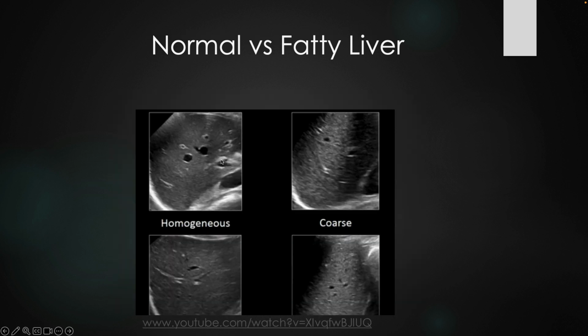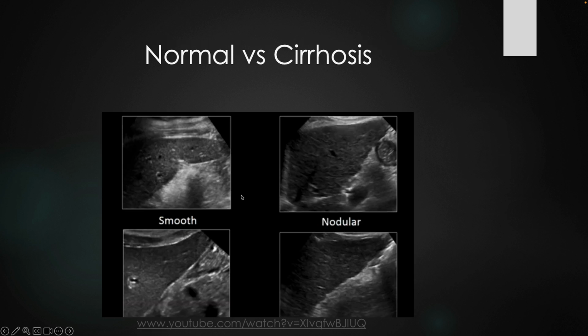In the normal liver, you have this homogeneous texture. And then as you progress into fatty liver, you see this more coarse texture or heterogeneous echo texture of the liver, suggestive of fatty liver. On ultrasound, it's hard to call the liver cirrhosis unless you see this nodular surface.